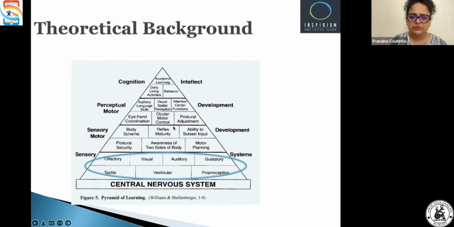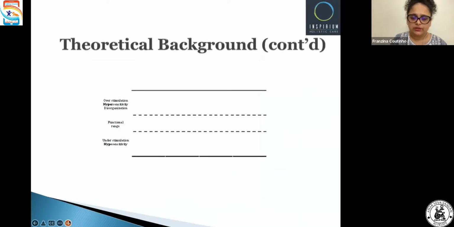Once your perceptual tasks are in place, you can go to higher functioning like academic learning, behavior, and activities of daily living. Always remember that the evolution is from bottom to top. Now, this is a very typical image that I show all the time, where you have the functional range, which means all of us have our sensory systems that need to be here. If a child is overstimulated, they're over here.